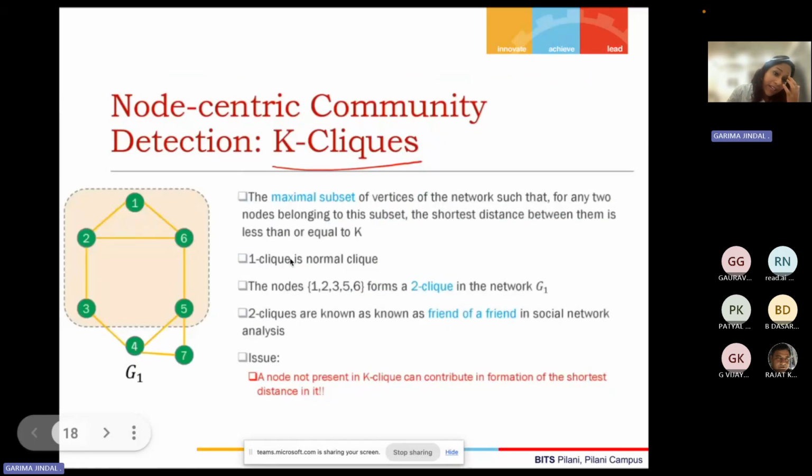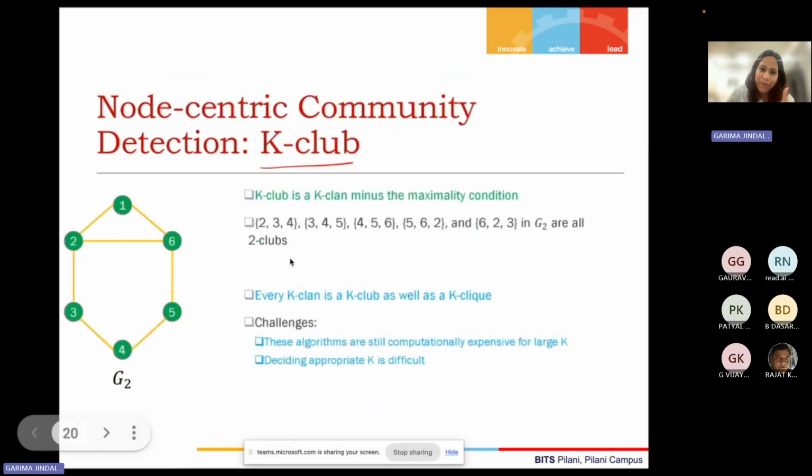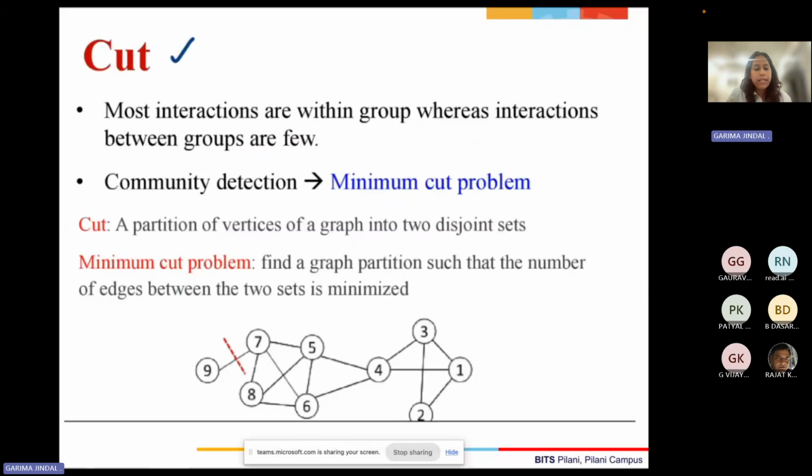So next they thought, okay, why not consider the edges? Once they had exhausted all the techniques, and there were some more techniques that maybe I have not covered in this lecture, but I have given you the idea that there were different node-based techniques, the scientists started thinking, can we use the edges to identify the communities? So then came this concept of cut. This was a concept that was already there in graph theory.